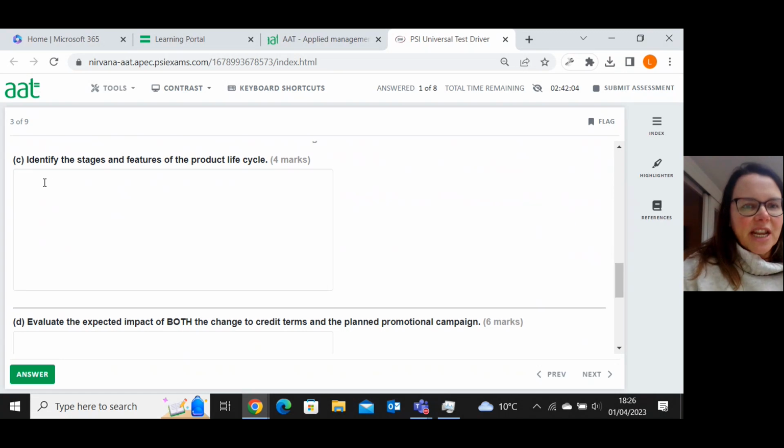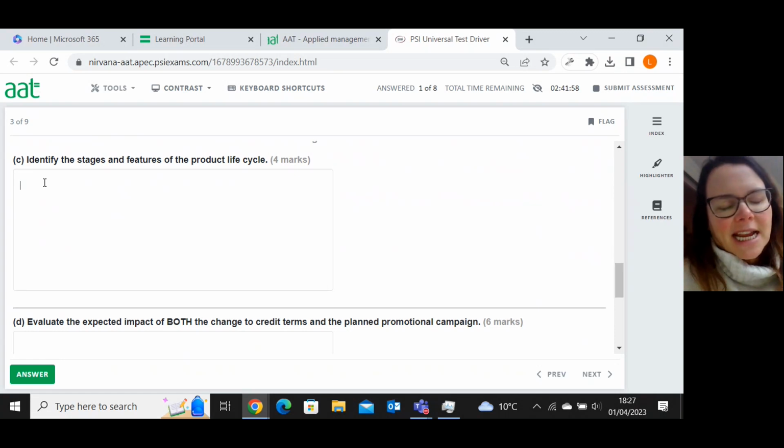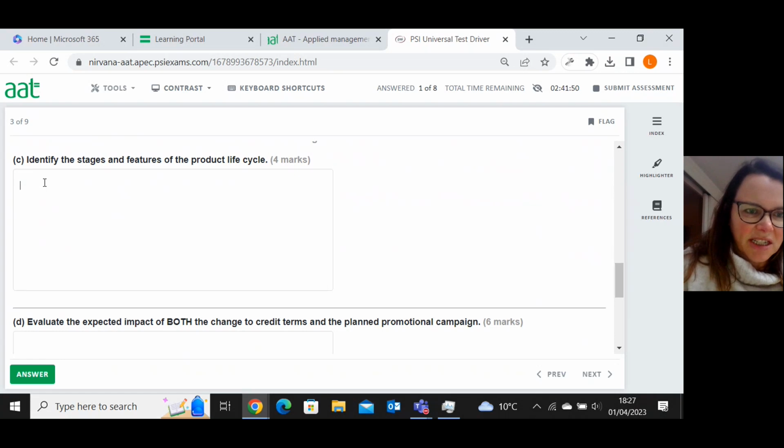Identify the stages and features of the product life cycle. Thinking of the other AAT practice assessment, we saw a 4-marker asking for different limiting factors. So here again, it's identify, just bullet point answers really, for the stages and features of the product life cycle. If you've done your homework, you will know that they are introduction, growth, maturity, and decline. It's not just identify the stages, it's and features. So you would then have to say a brief word about each of these.